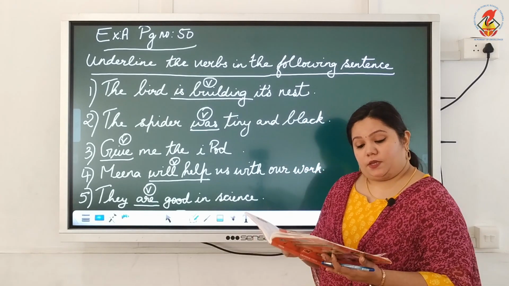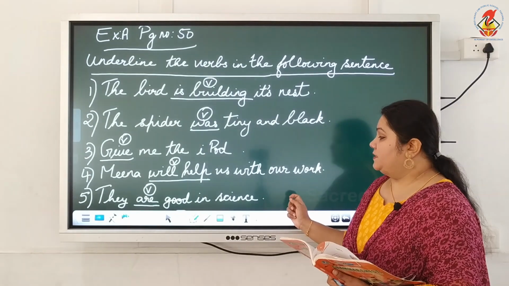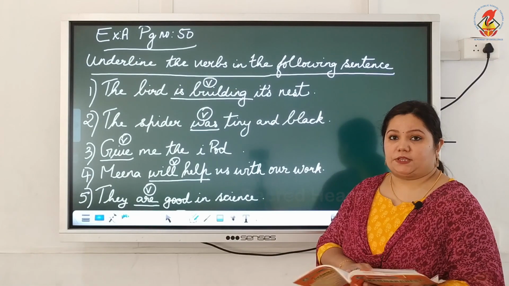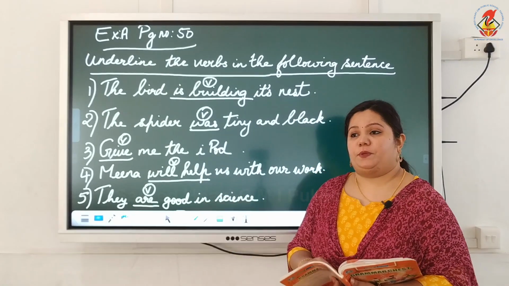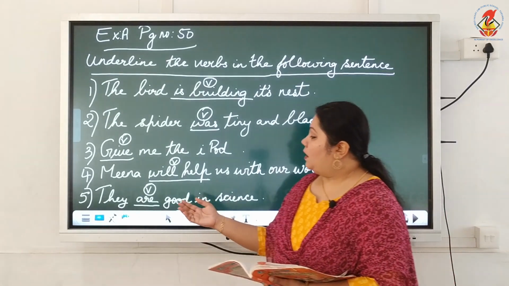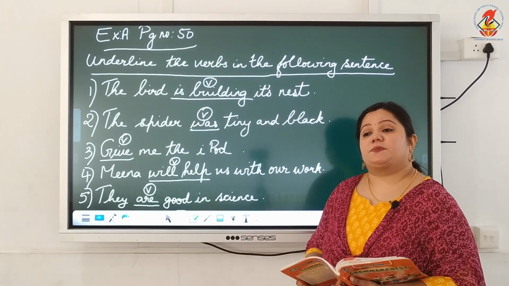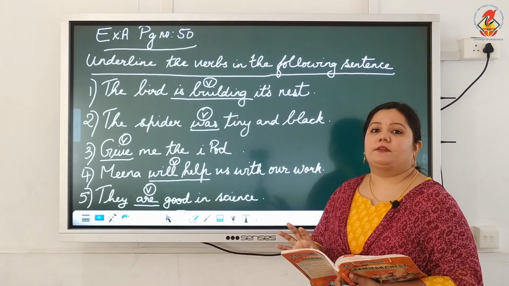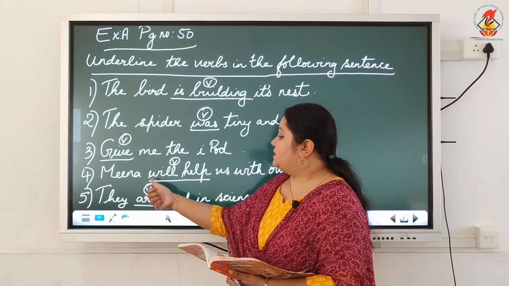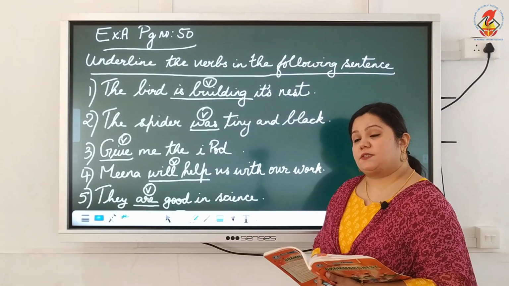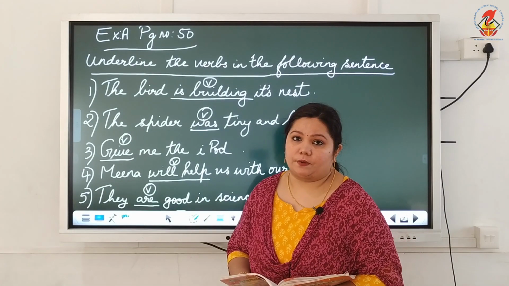Alright. Now the next one, they are good in science. That is our sentence. So here it is about a group of people mentioned. So how are they? So are is taken as a verb. It expresses how they are. They are good in science. So the word are is taken as a verb in this particular sentence. So they are good in science. Are is our verb here.